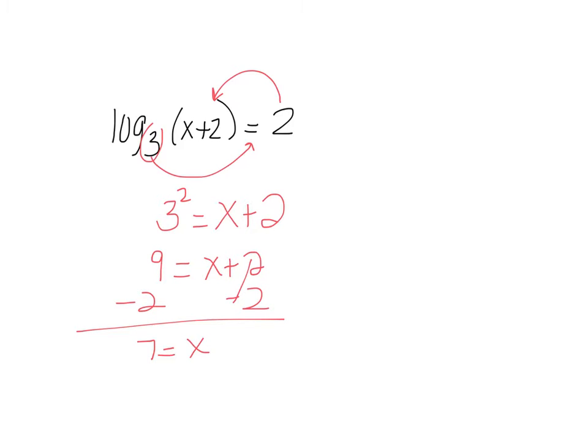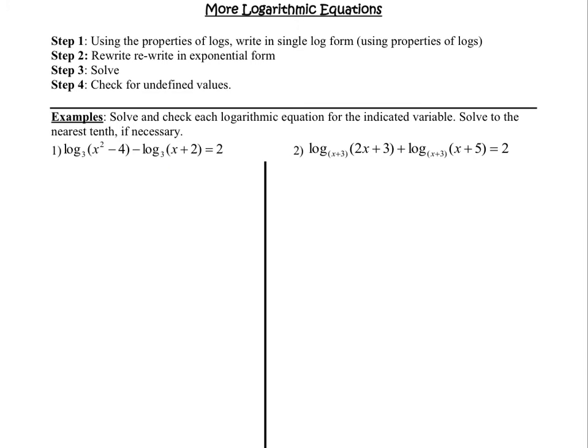Now let's move back to the original sheet that I gave you, and we'll talk about more complicated ones. So let's look at example number 1. If we had this example, how could we make it look more basic? Well, we'd actually want to use log rules first and use the properties and simplify this left-hand side. So using the properties of condensing logs, we can make this one simple log. So log base 3 of, well, what does subtraction mean? This divided by this. So x squared minus 4 over x plus 2. And bring down the equal sign and bring down the 2.